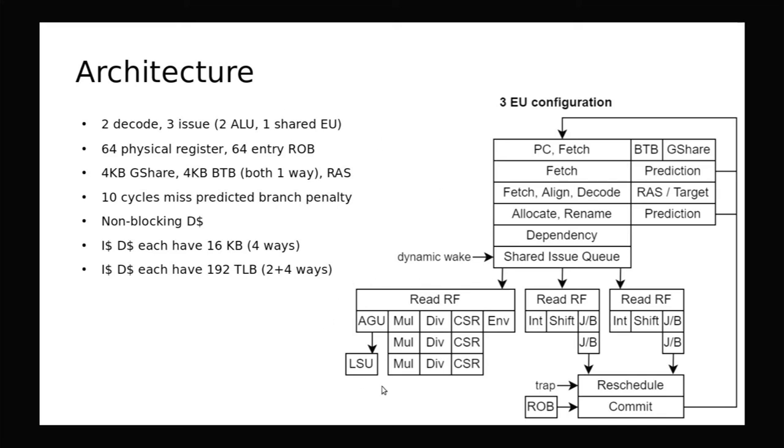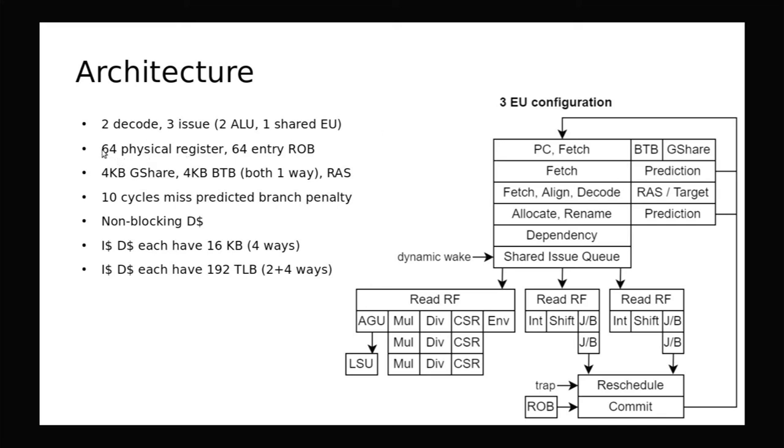One shared execution unit does things like address generation unit for the loads and stores, multiply, divide, control status registers to manage things like exceptions, interrupts, virtual memory, and a few other specific instructions. This is a variable latency pipeline. There are also two fixed latency pipelines, which have a better latency and a faster wake-up of dependent instructions. Those two pipelines are equivalent, and they can do things like add, sub, shift, jump, and branch instructions.